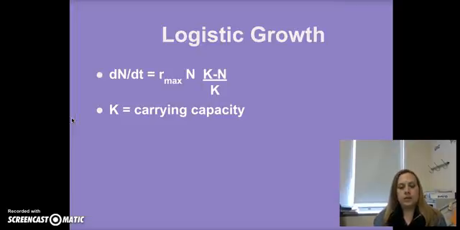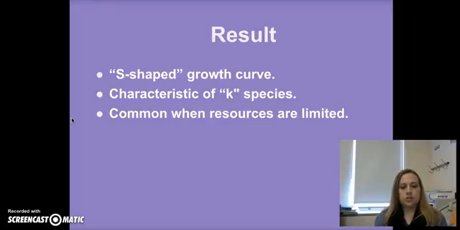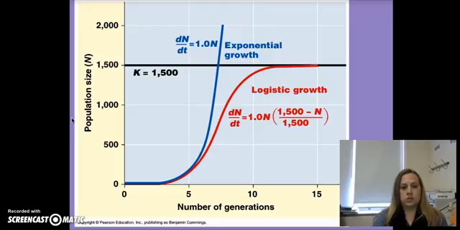But what's more common is for us to see logistic growth. And here we have a few new characters, that being K, which is the carrying capacity. So the result here is that you tend to see an S-shaped growth curve. This is characteristic of those K species we talked about last time, and this is much more common anytime resources are limited. So anytime you've got competition for resources, you tend to see logistic growth.